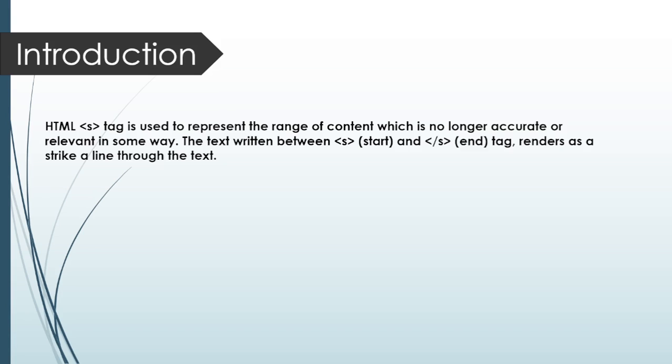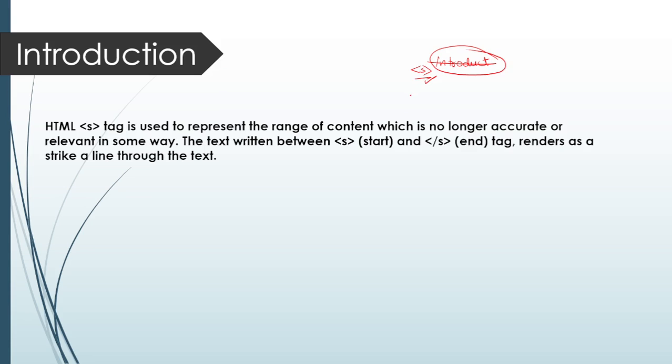As you can see here, the HTML S tag is used to represent content which is no longer accurate or relevant in some way. In simple language, we can say that in HTML, the S element renders text with a strike through or a line through it. For example, if I want to write "introduction" with a line through it, we can create such a statement by using the S tag, that is strike through.